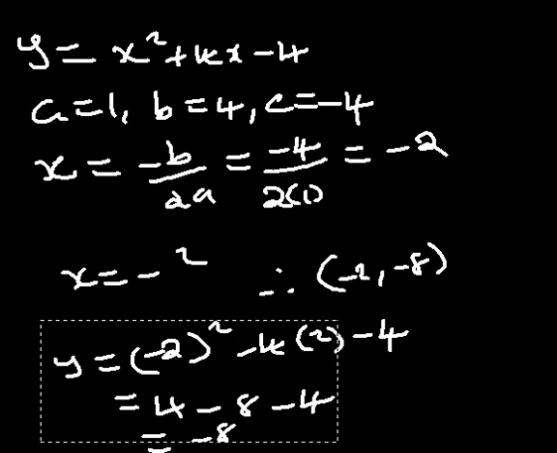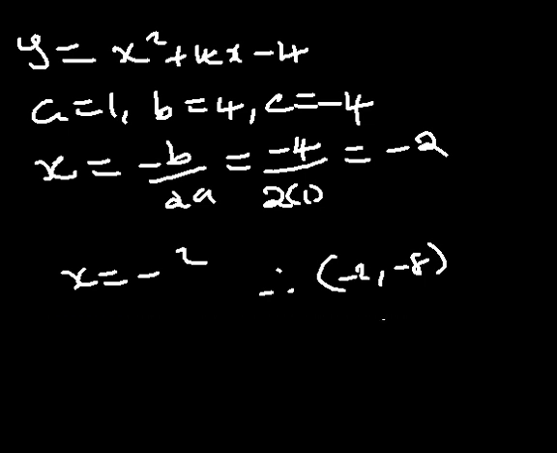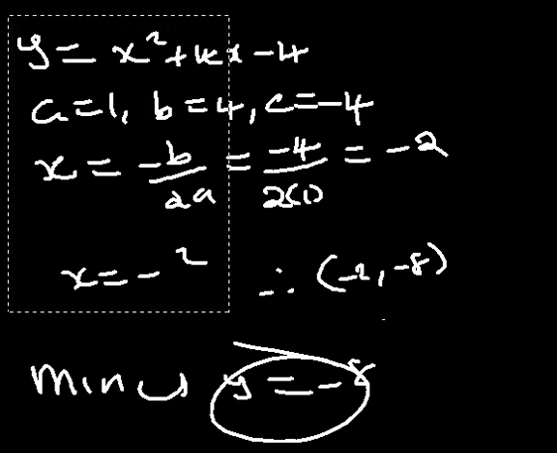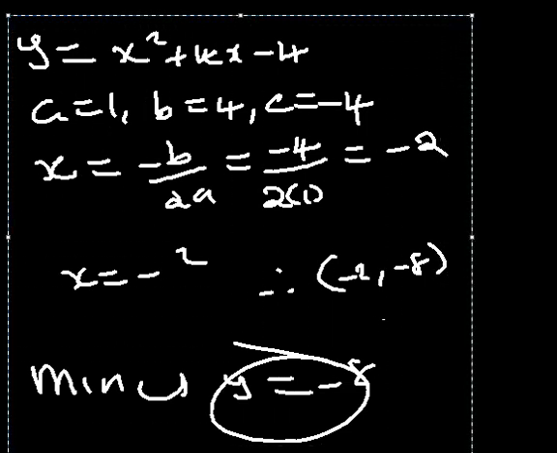So what is the minimum or the maximum value? Since the graph is concave upwards, we'll have the minimum value being given as y is equal to negative 8. So take note of that. That is the minimum value we should know.